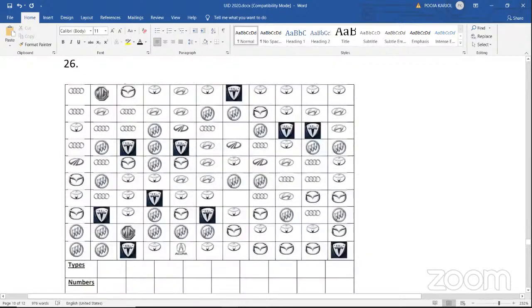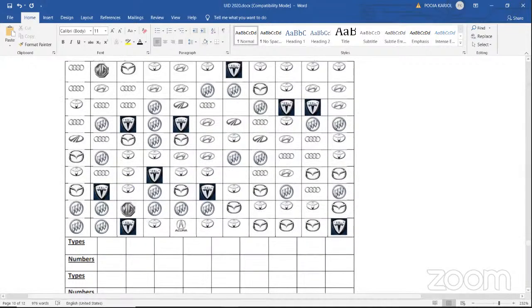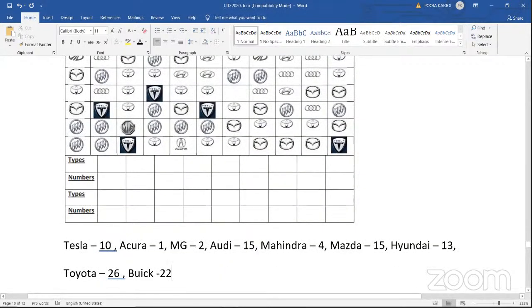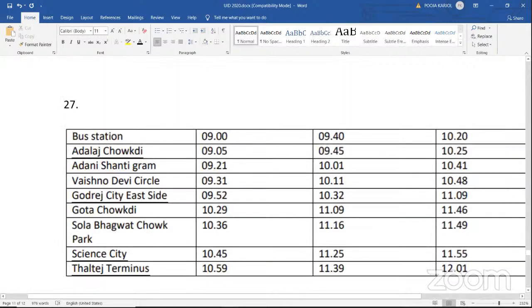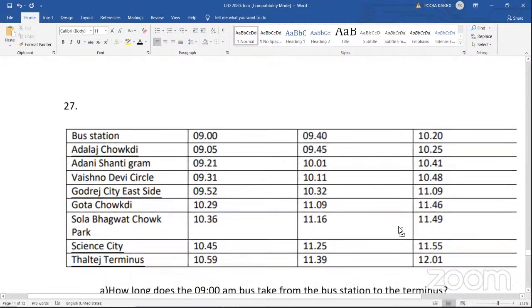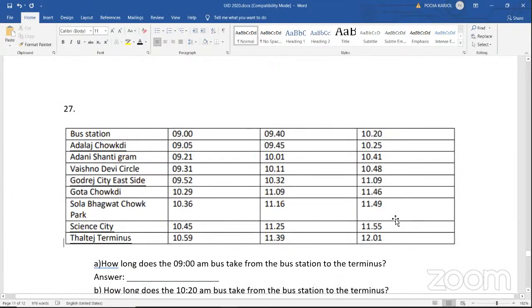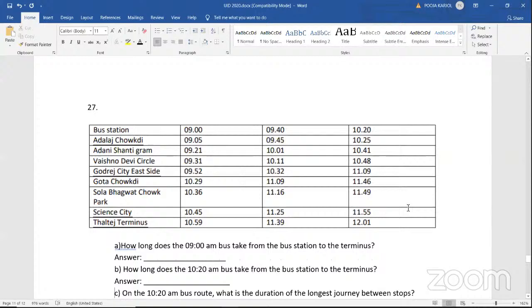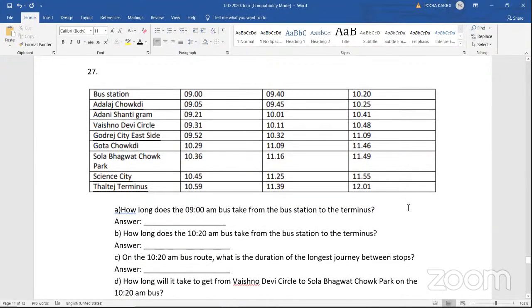1, 2, 3, 4, 5, 6, 7, 8, 9, 10, 11, 12, 13, 14, 15, 16, 17, 18, 19, 20, 21, 22. Did everybody get at least close to it? Or if you got them correct, very good. Guys, can you hear me? Yes, ma'am. Okay. If you still not got it, you can do it later. Okay, you have time. No worry.